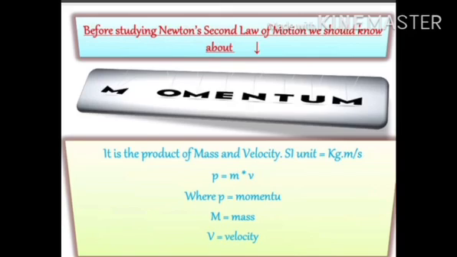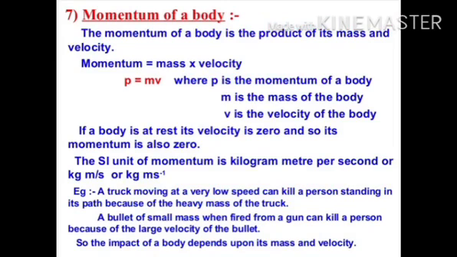Now before the second law of motion, let us discuss momentum. It is the product of mass and velocity, and the SI unit is kg meter per second, and momentum is represented by the letter P. The momentum of a body is the product of its mass and velocity. Momentum is equal to mass multiplied by velocity, that means P = mv, where P is the momentum of the body, m is the mass of the body, and v is the velocity of the body.